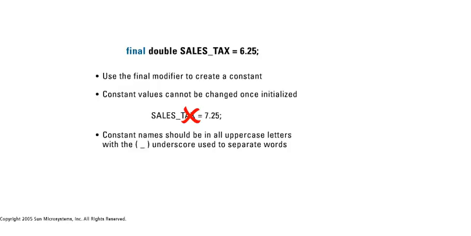As another naming convention rule for variables, when the variable is a constant, we put the name in all uppercase letters and use underscores to separate the words. This is to signify to other programmers that the variable is a constant and its value cannot be changed.